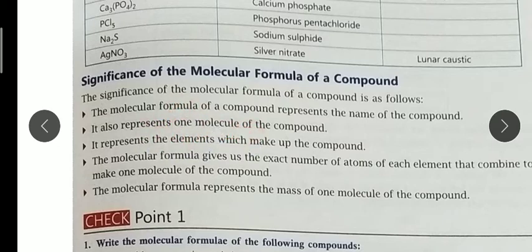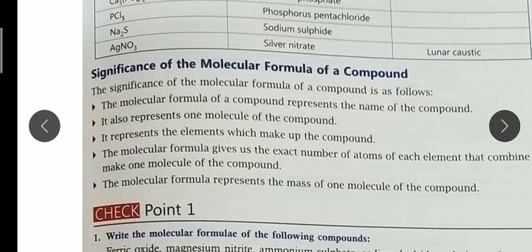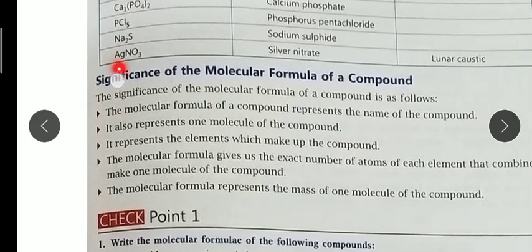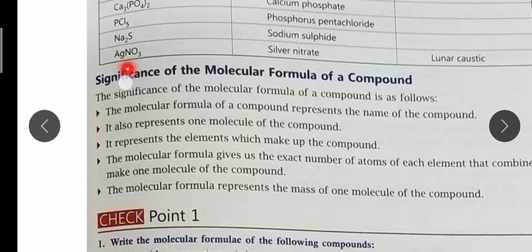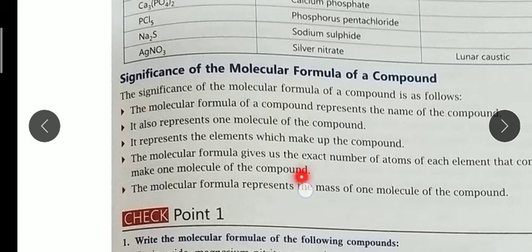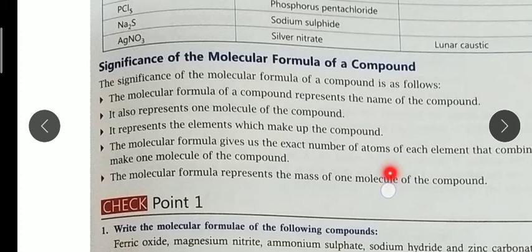For example, in this case AgNO3 is one single compound, so we should know that idea also. It represents the elements which make up the compound. From this formula we can see it is formed of silver, nitrogen and oxygen, 3 elements, which combine together in a fixed ratio and form silver nitrate. The molecular formula gives the exact number of atoms of each element, combining in a fixed ratio depending upon their valencies, forming one molecule of a compound.